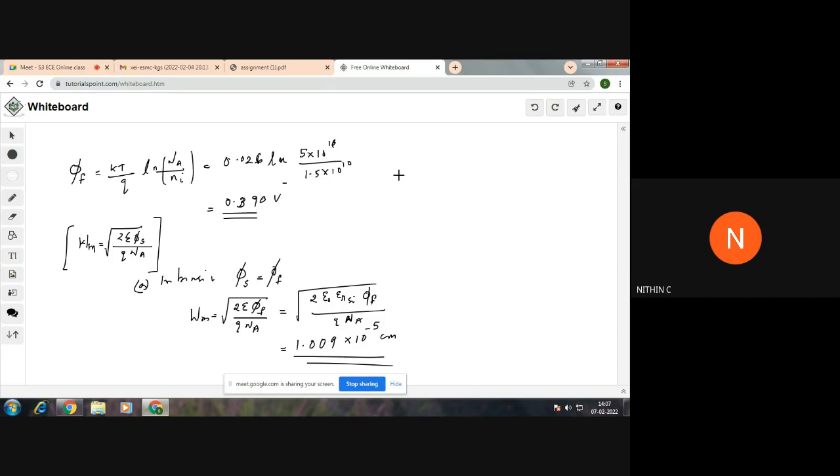Okay. I think till this all have got the value. Then the first part is over. That is depletion layer width. You have found the value.